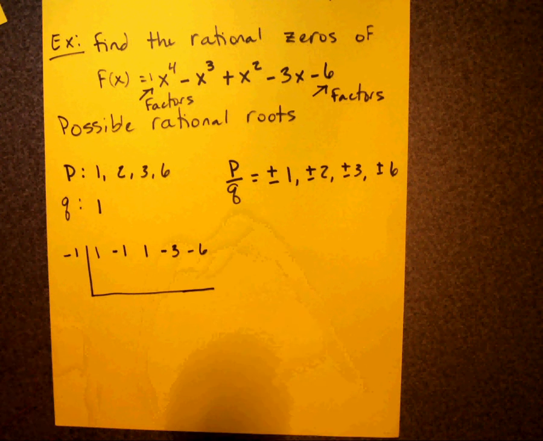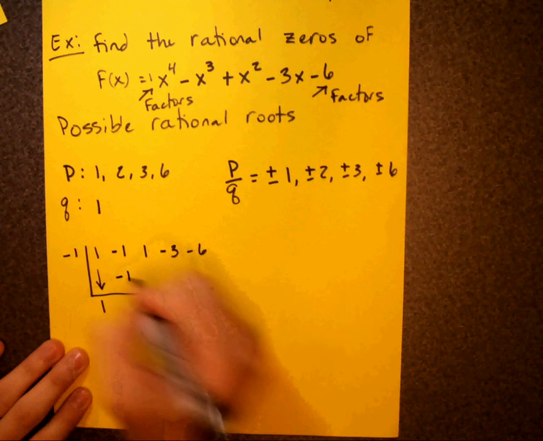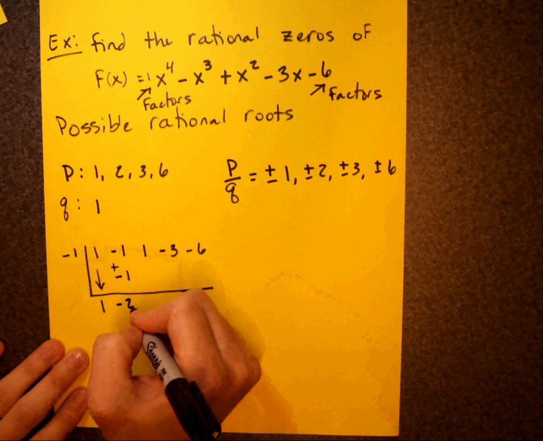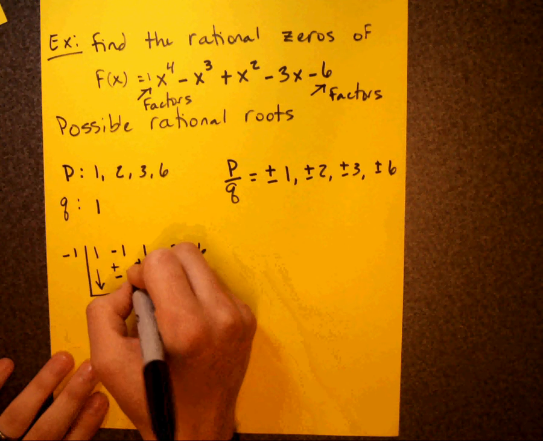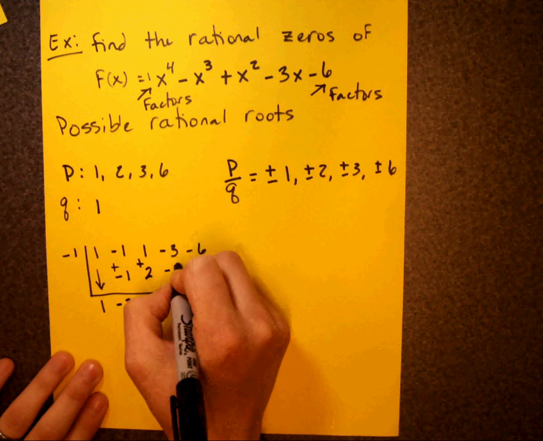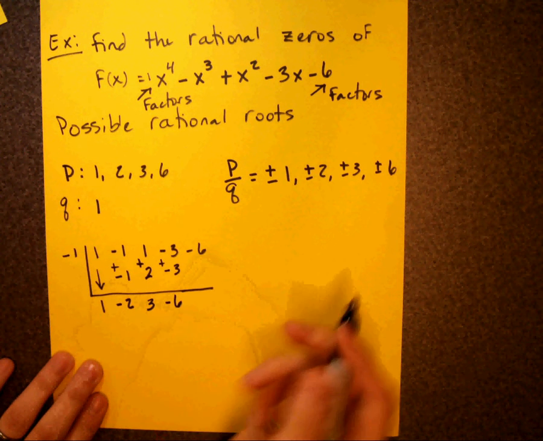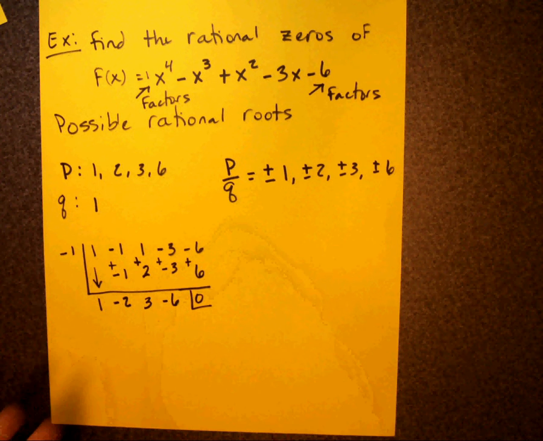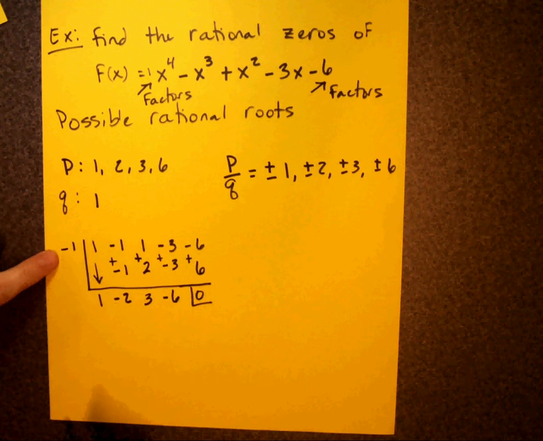Now bring down my first value, multiply. Negative 1 plus negative 1 is negative 2. Multiply. Negative 1 times negative 2 is in fact positive 2. Add. I get 3. Multiply. I get negative 3. Add, I get negative 6. Multiply, I get positive 6. Add, and we got lucky on the first shot, and I do have a remainder of 0, so I know that negative 1 is a root. So I'm going to hold on to this.